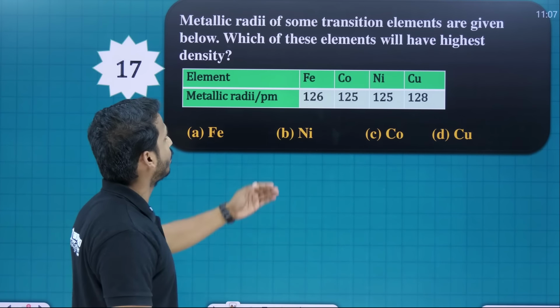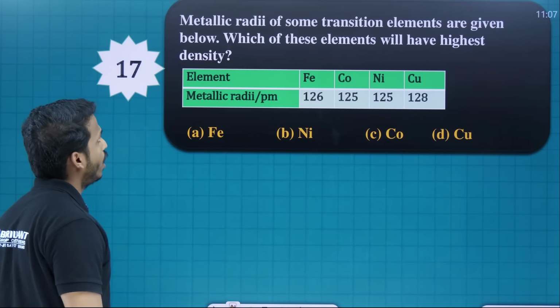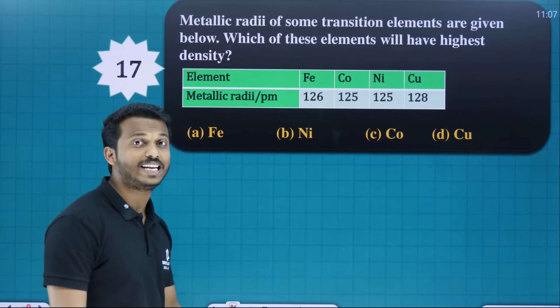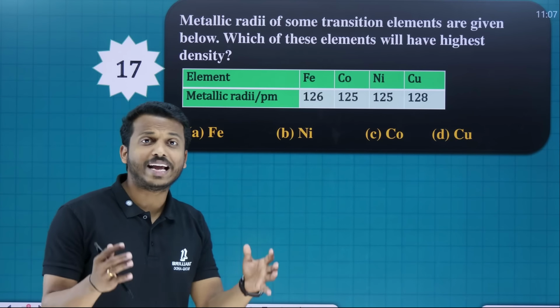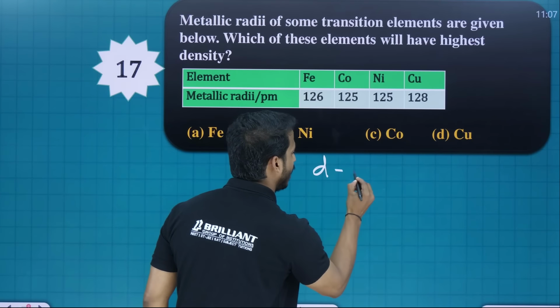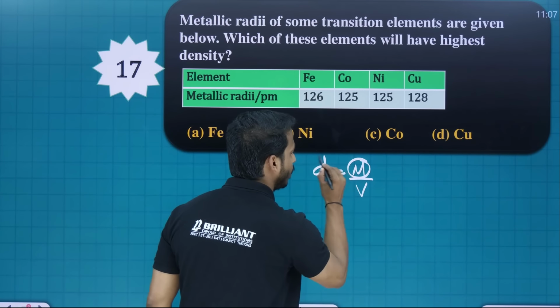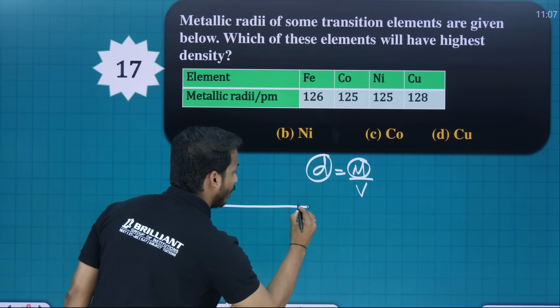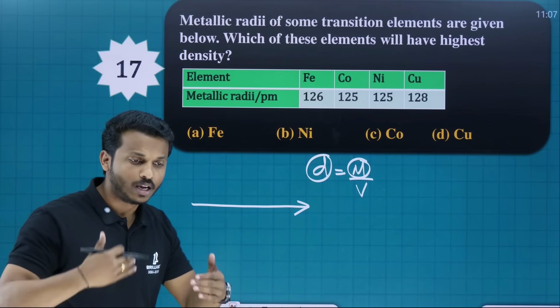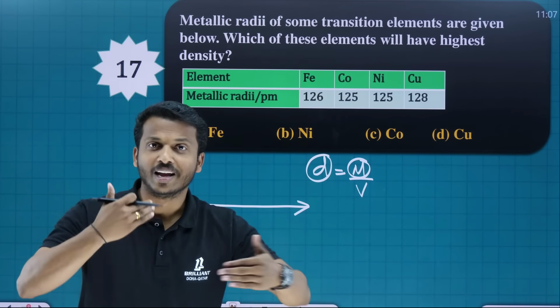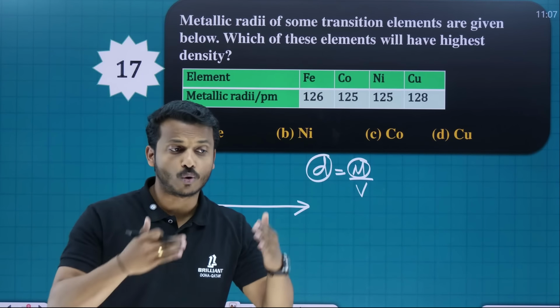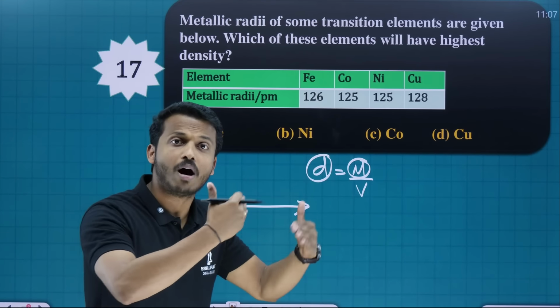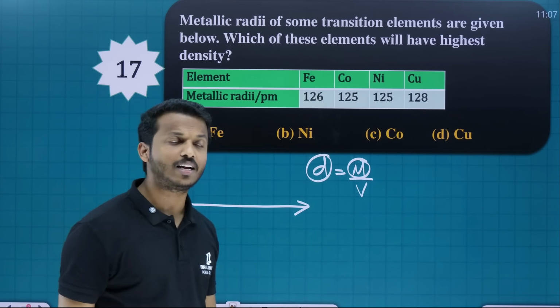Next, question number 17 for you. Metallic radii of some transition elements are given below. Which of these elements will have the highest density? You know, density is related to what? Density mainly depends on mass by volume, right? Density is directly proportional to mass. If you go from left to right, what happens? Atomic number increases, right? Electrons are getting added, right? So when you go from left to right, the mass increases, so density increases.